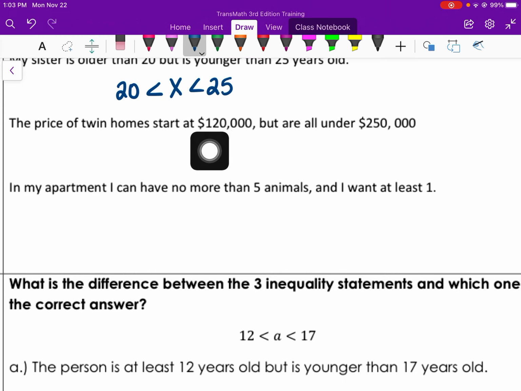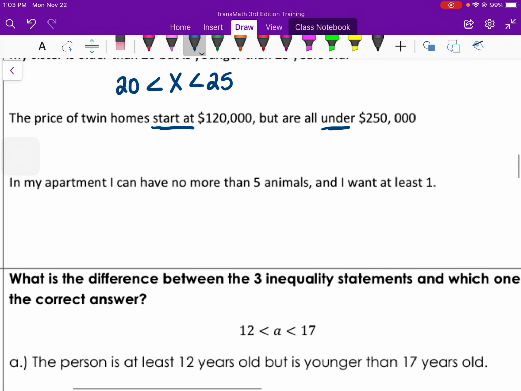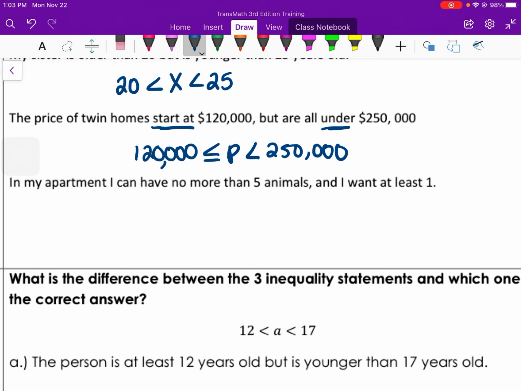The price of twin homes starts at $120,000, but they are all under $250,000. So this is an in-between one again. This time, since it says it starts at, that means it can be equal to, but they're all under 250,000, and under just means less than. So the price is less than 250,000, but they're all starting at, so greater than or equal to 120,000. Notice that this says it's between these two prices. We start at this price, it's less than my price for my homes, and then that price is less than 250,000. So the inequalities are both facing the same direction again.